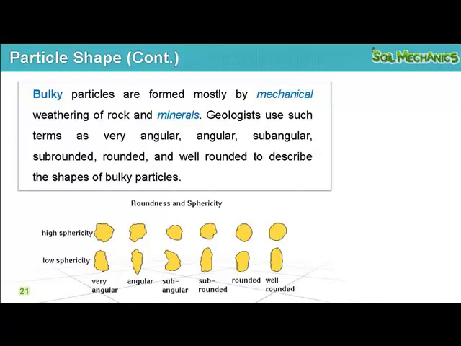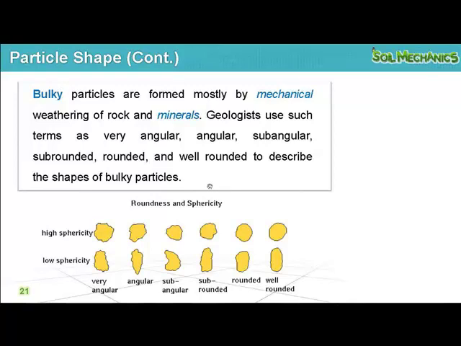Bulky particles are formed mostly by mechanical weathering of rock and mineral. It generally comes from mechanical weathering of rock. The shape of the particle we call bulky. Geologists use such terms as very angular, angular, sub-rounded, rounded, and well-rounded to describe the shape of a bulky particle.